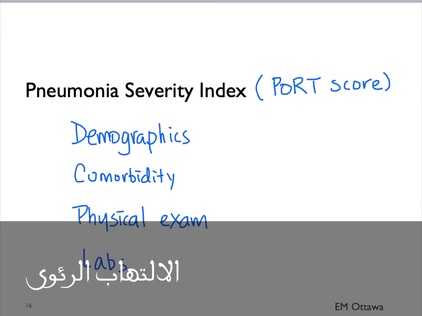Similar to the CURB 65 score, the higher the number, the higher the 30-day mortality. We won't go through each single item here, but I will refer you back to the blog for the other resources that discuss this tool.